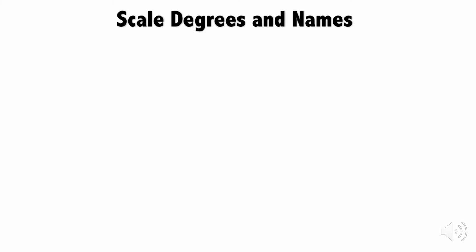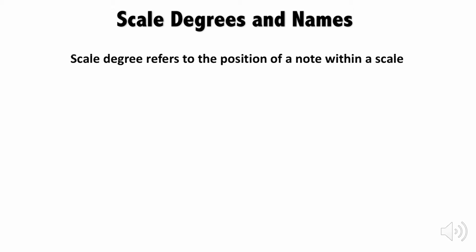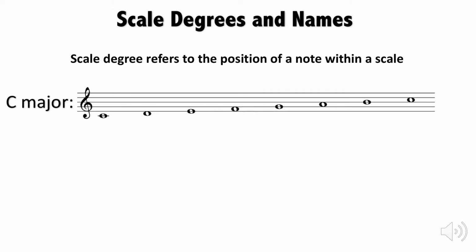Hello everyone, so today I'm going to teach you something called scale degrees and their names. Scale degree refers to the position of a note within a scale. So what does this mean? Let's take the most basic C major scale, for example. Scale degree basically means we put a number for each of the notes.